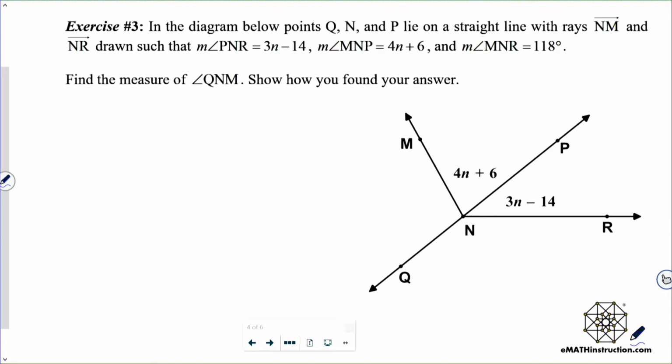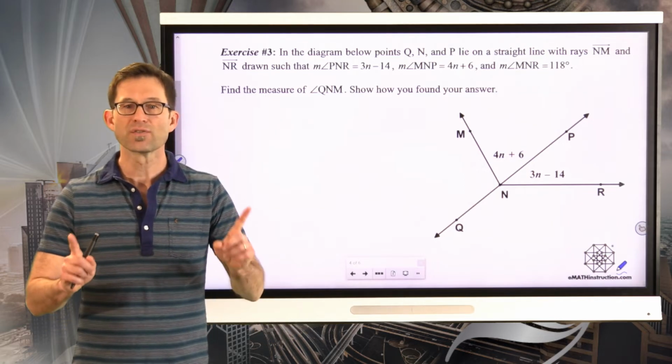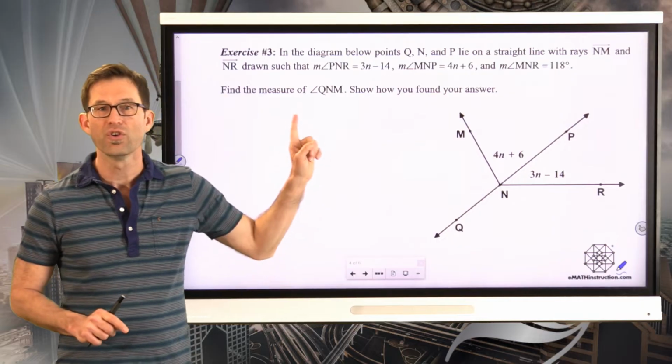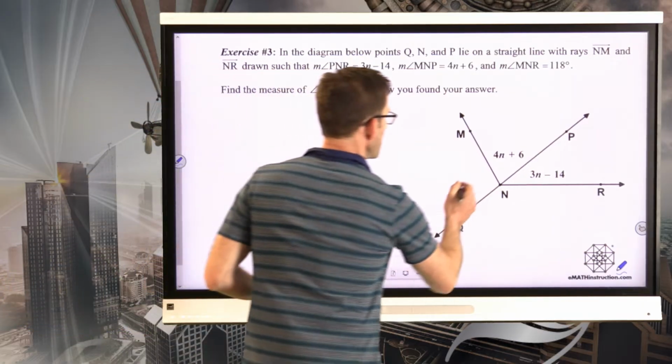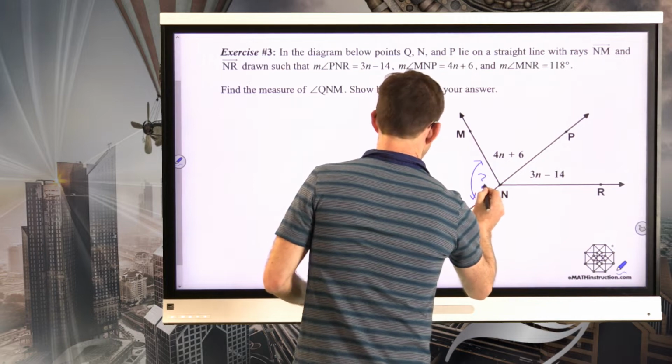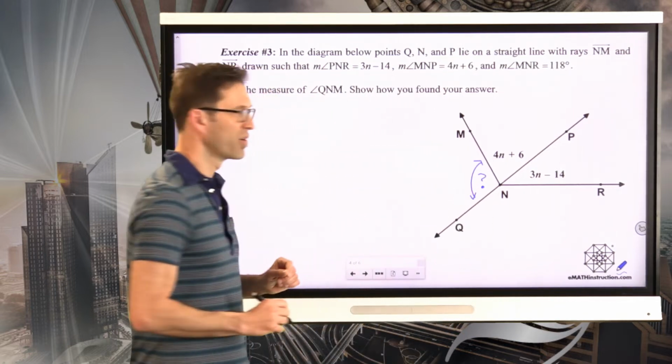Find the measure of angle QNM. Show how you found your answer. All right, so first things first, make sure we know what angle we're solving for. QNM, that's going to be this angle. Ultimately, that's the one I'm looking for.